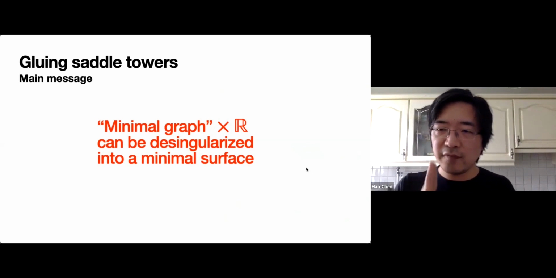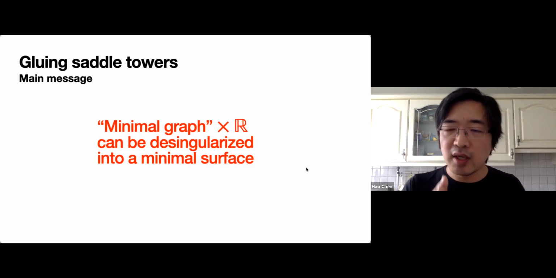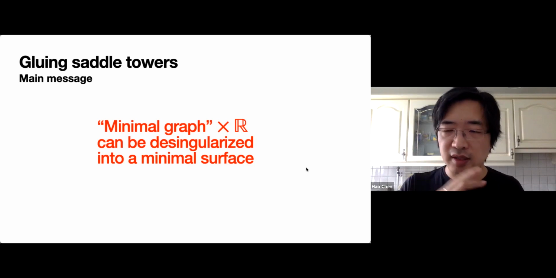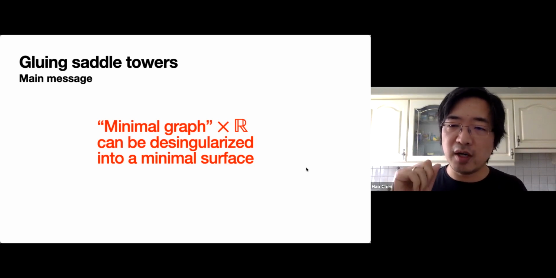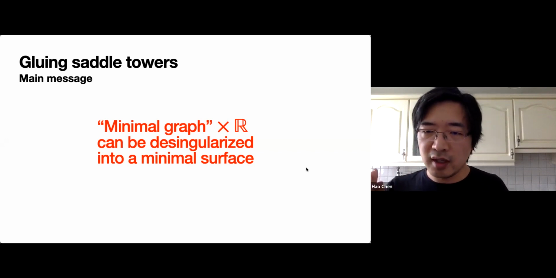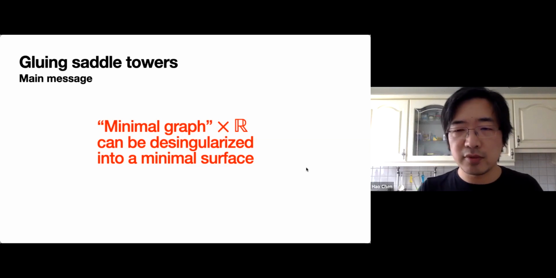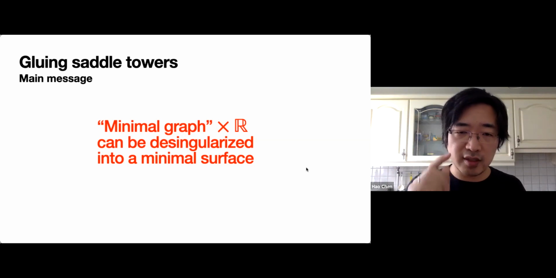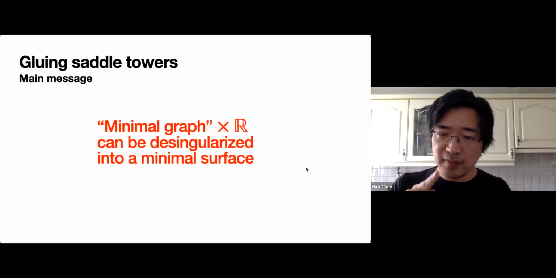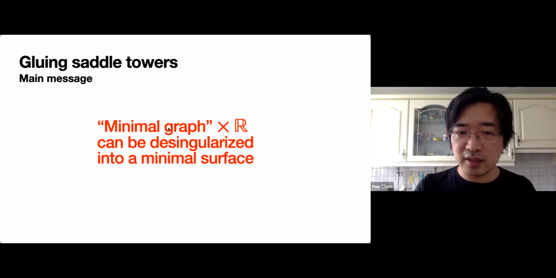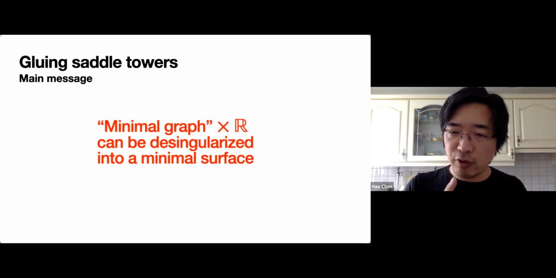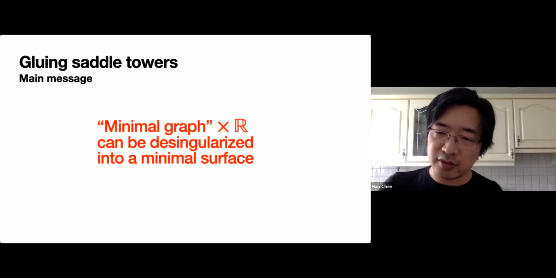The idea is, if you have a graph that is minimal, in the sense that it locally minimizes the length functional, like a 1D analog of minimal surface, then this graph times R can be desingularized into a minimal surface. This statement is not rigorous, but you don't lose much if you take this statement home. In fact, the minimality condition, that the graph minimizes the length functional, is equivalent to the balance condition.